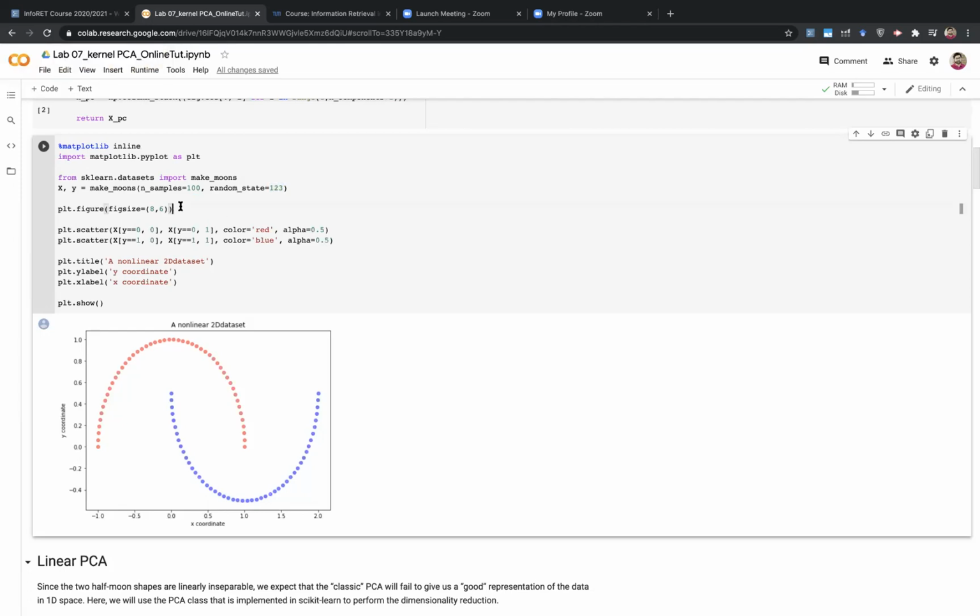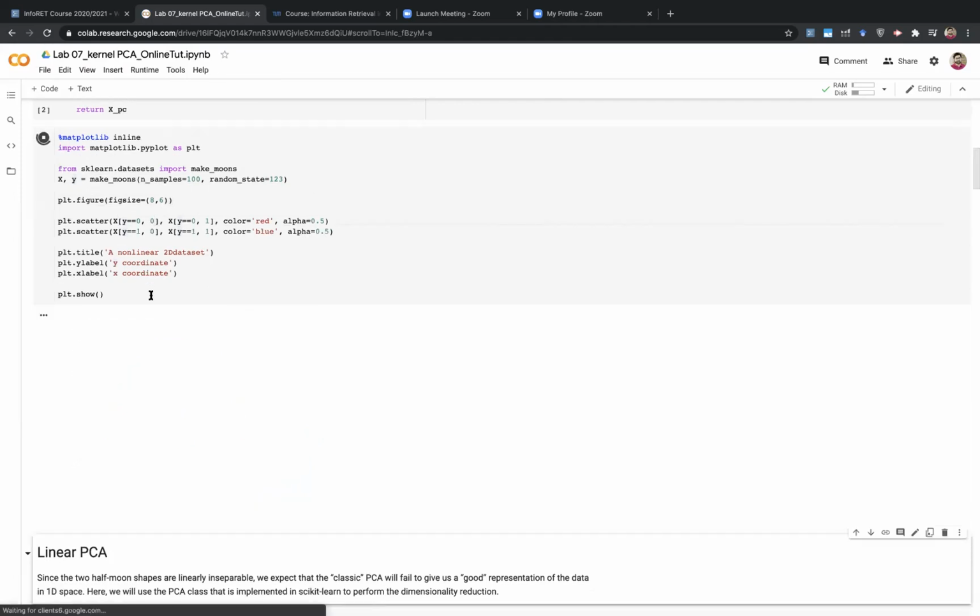Then we define a plot with alpha 0.5, and we have the color red and the color blue, depending on whether y is 0 or 1, because make_moons gives us two classes, 0 and 1. We just run it and then show the plot. Let's see how the plot looks.